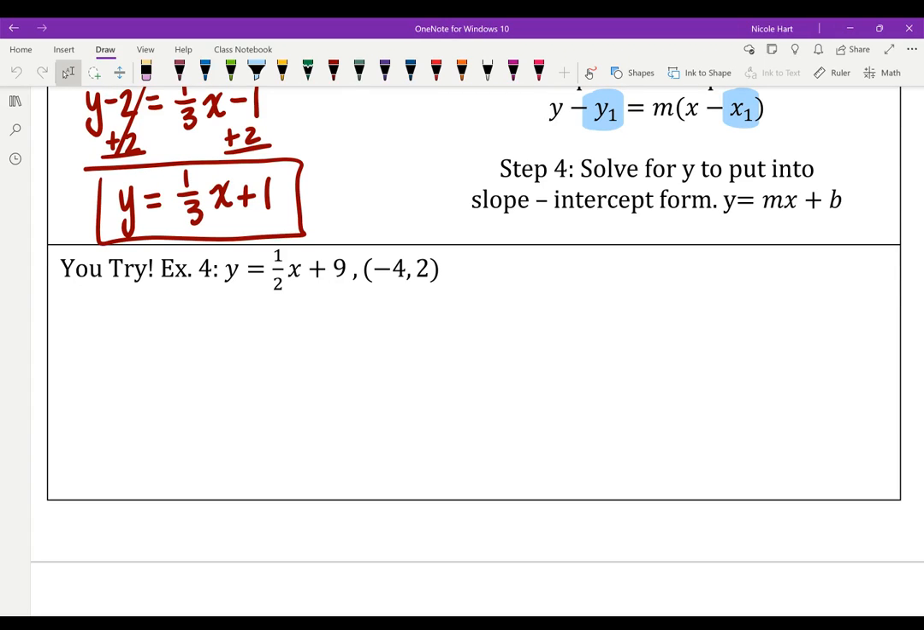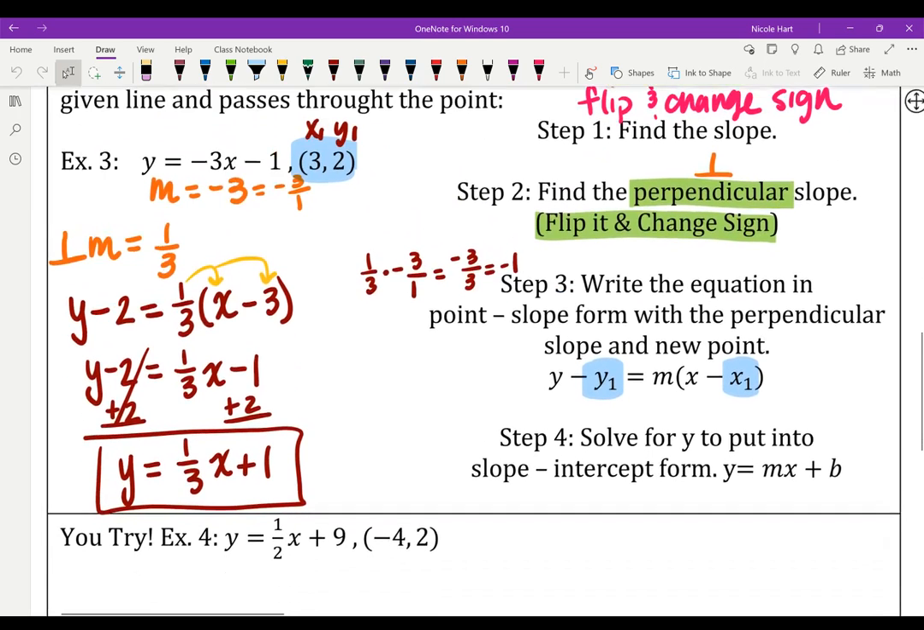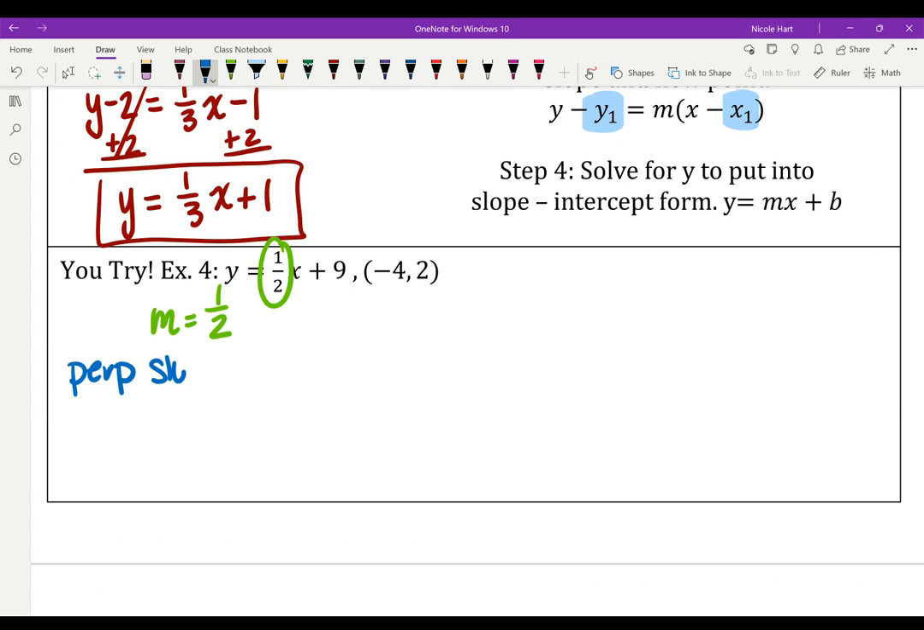All right, we're going to go through and do one more example. So again, we just did a perpendicular line that passes through a point. So we are provided here with the equation y equals 1/2 x plus 9. The first thing I need to do is figure out my slope, which is 1/2. So my slope is 1/2, but I want to do the perpendicular slope. So I'm going to flip it and change the sign. That makes a negative 2 over 1, which is the same as just negative 2. So negative 2 is our perpendicular slope.